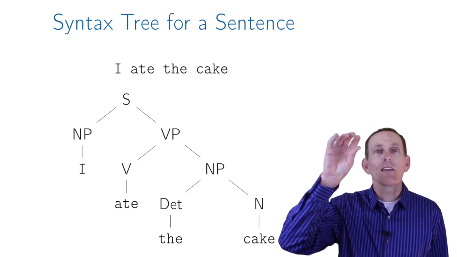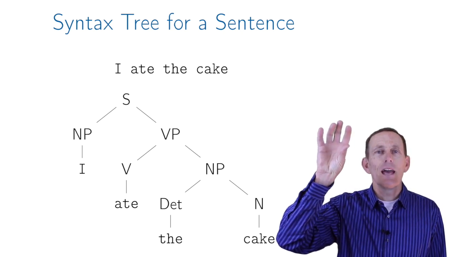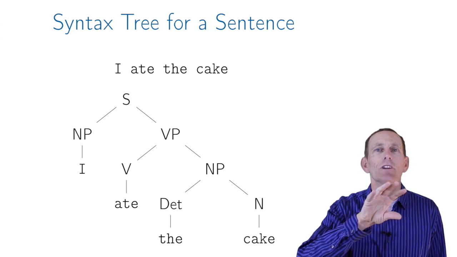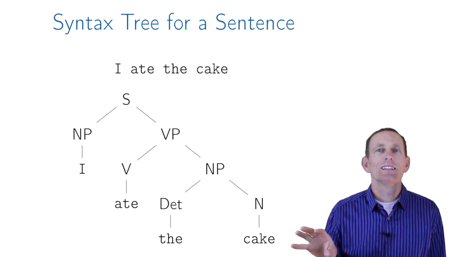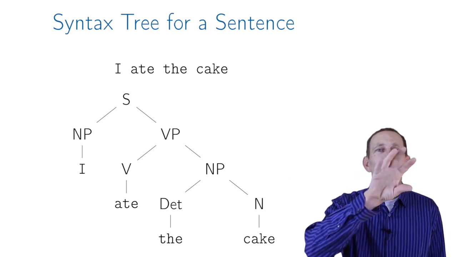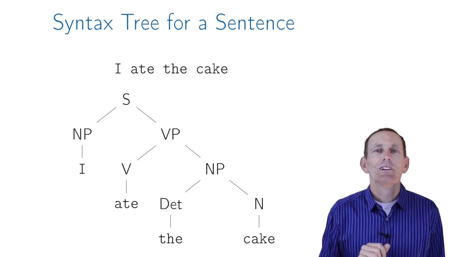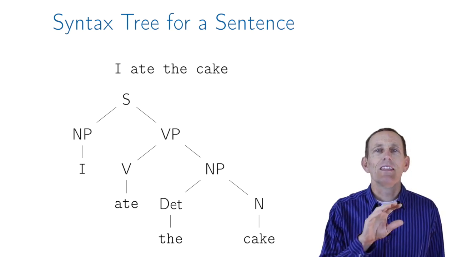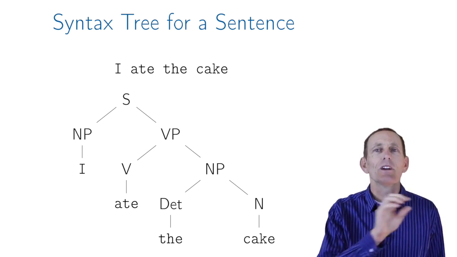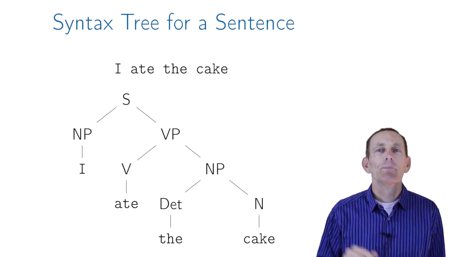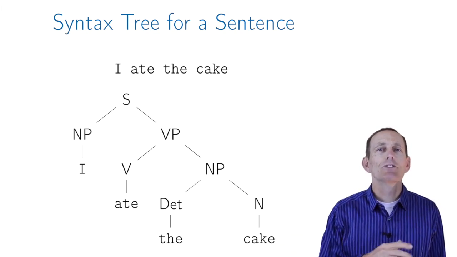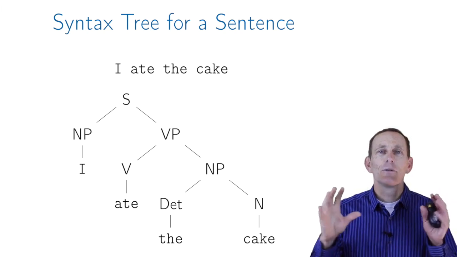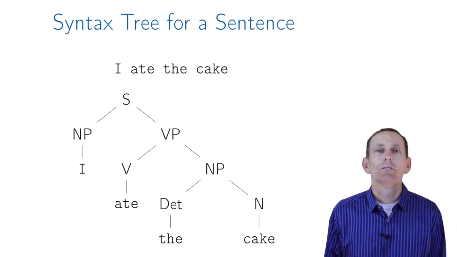So we have at the top of the tree the S for sentence, and then children a noun phrase and a verb phrase. The child of the noun phrase is the word "I" from the sentence, and the child of the verb phrase is a verb and a noun phrase, where the verb is "ate" and the noun phrase is a determiner and a noun, "the" and "cake." So along the bottom of the tree, we have the words from the sentence, "I ate the cake," and the rest of the tree reflects the structure of that sentence.